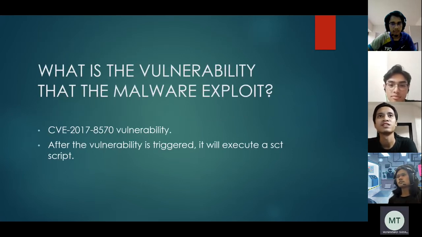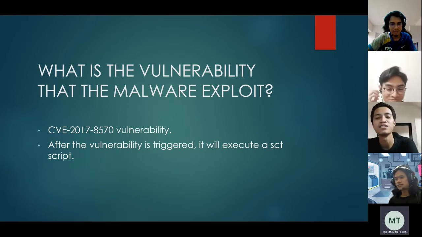So what is the vulnerability that the malware exploits? The malware will exploit the CVE-2017-8570 vulnerability. After the vulnerability is triggered, it will execute an SCT script.